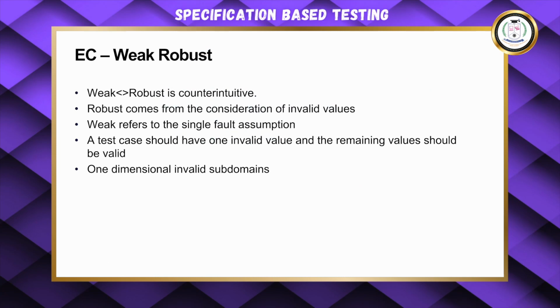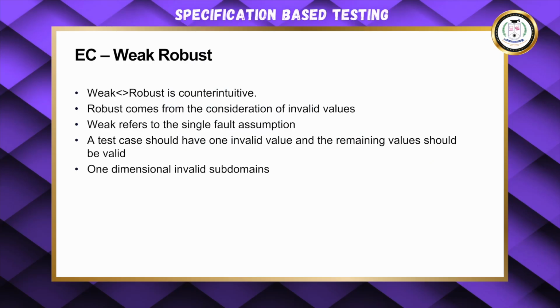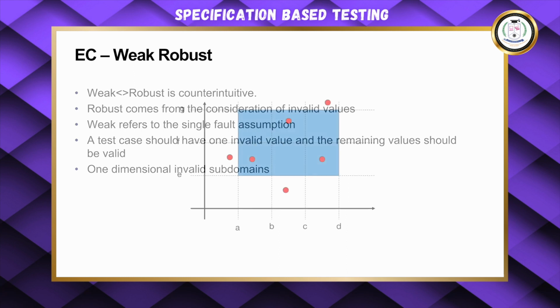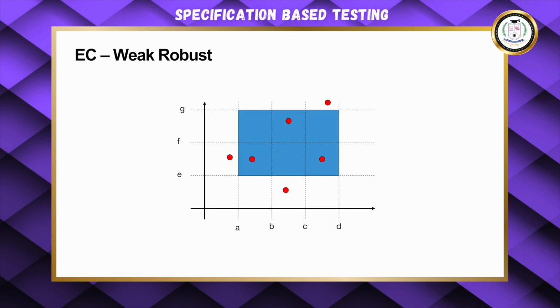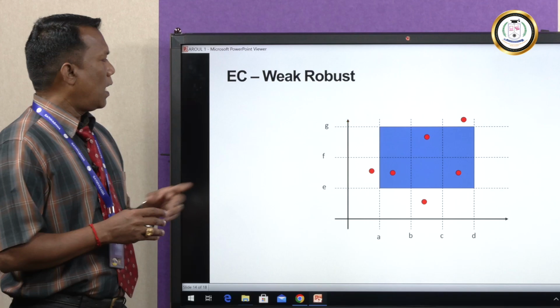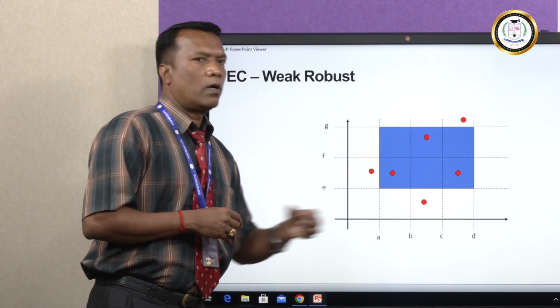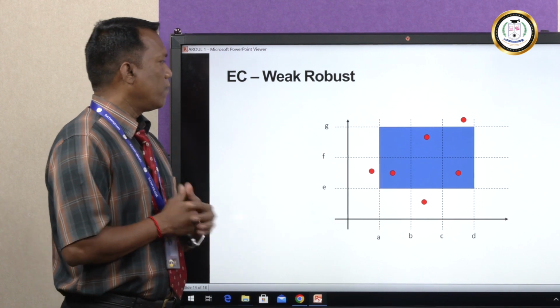Here, the weak refers to the single fault assumption. Your test case should have one invalid value and the remaining values should be valid. One dimensional invalid, that is, we are going to take some values out of the box and test. For a weak normal, for the equivalence classes, we have taken the actual values. Apart from the actual value, which is going to provide an output, we have provided values out of the box. That's about the weak robust.